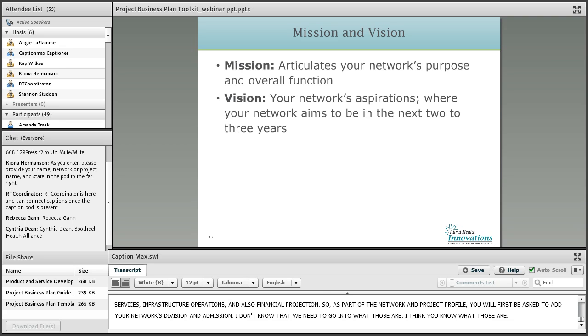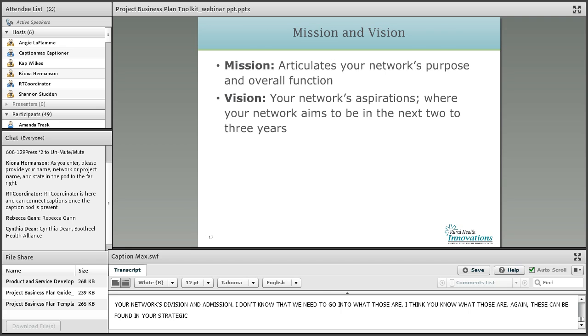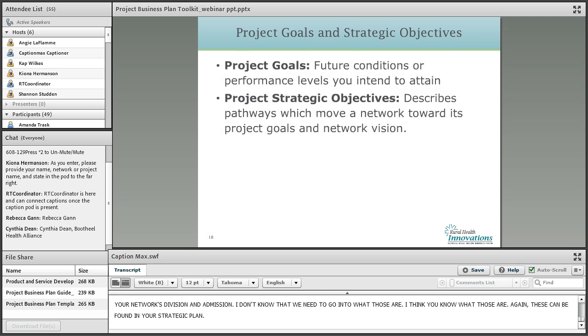The first section of your business plan will ask for the network and project profile information, and all of that information can be found in your strategic plan. The information in the network and project profile is foundational to the business plan because it's going to provide the reader with just enough information to make sense of the rest of the plan. It's going to provide context for your network services, infrastructure operations, and then also financial projections.